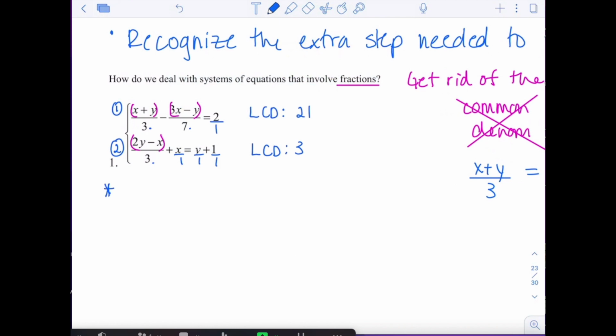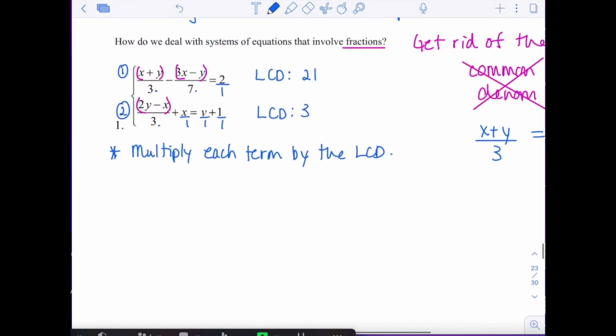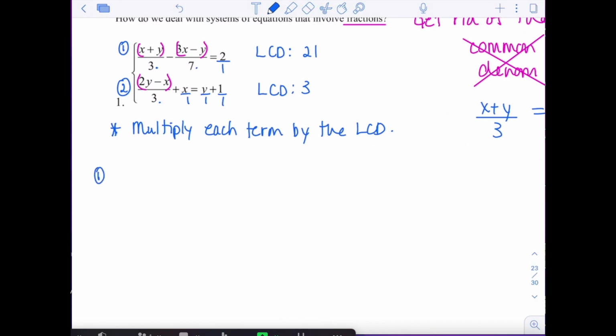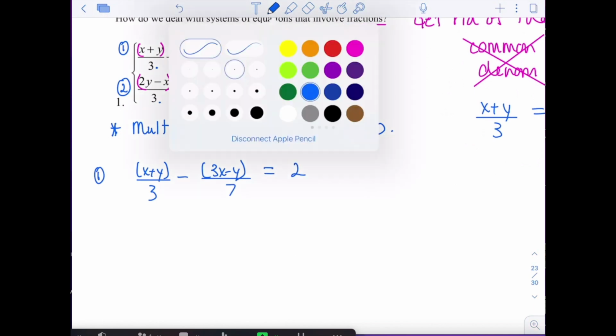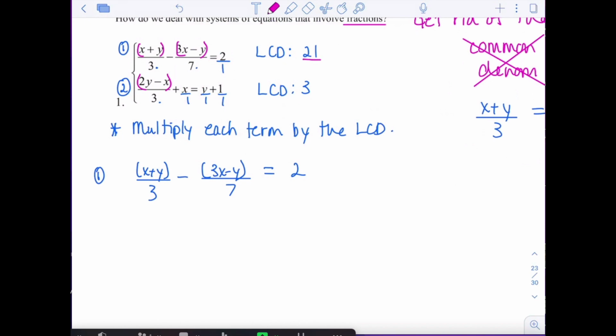The step is to multiply each term by the LCD. Okay, so for example, what I'm going to do in equation 1 is I'm going to rewrite the line like this. And then I'm going to multiply every term by its LCD. So by the way, there are 1, 2, 3 terms in this line. 21, 21, 21. So I'm multiplying.